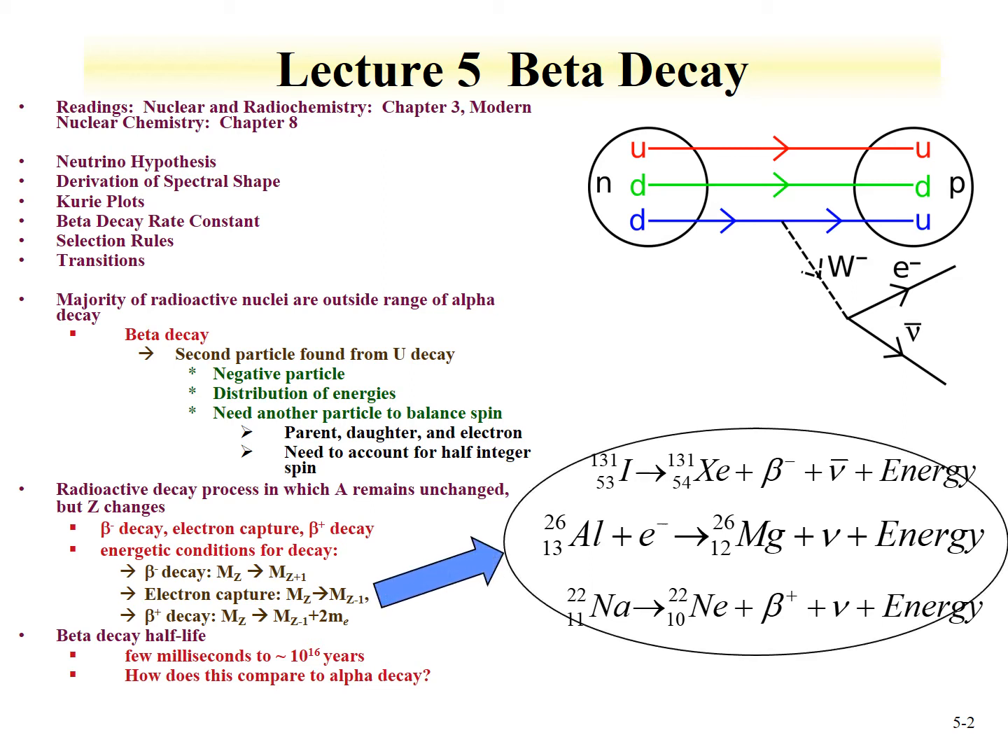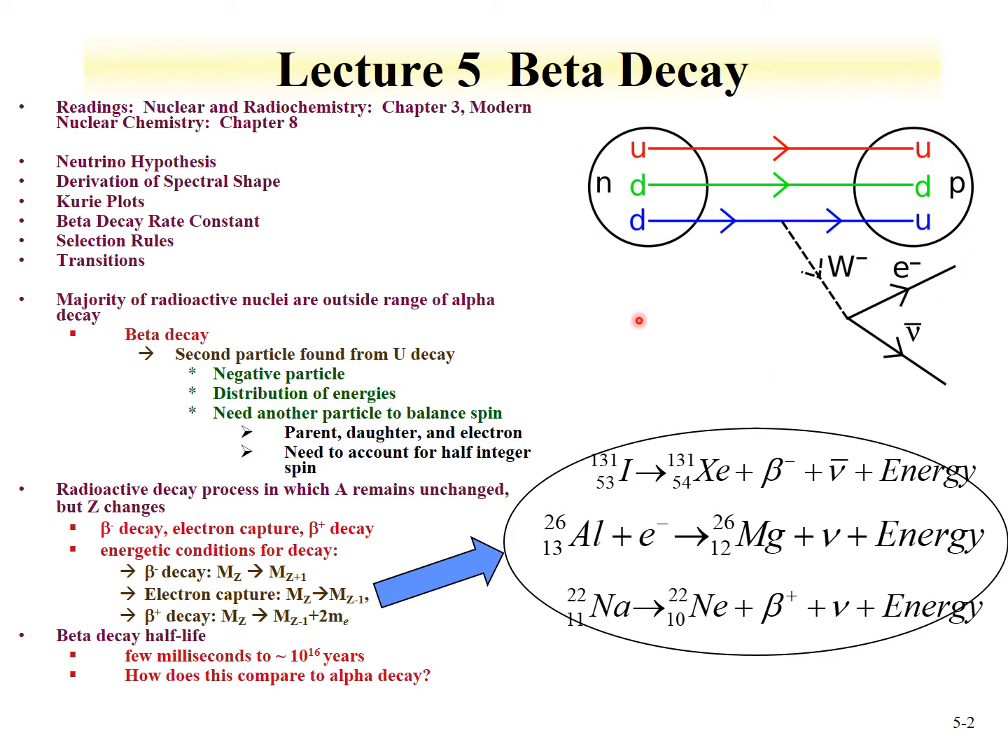As we can see, there are examples of beta minus decay and electron capture. Beta minus decay, we're increasing the neutron number, A remains the same. Electron capture, we're decreasing the neutron number, A remains the same. And positron decay, we're decreasing the neutron number, A remains the same. The half-lives for beta decays are from a few milliseconds to 10 to the 14th years. You can see that this is a little bit different than the range for alpha decay.